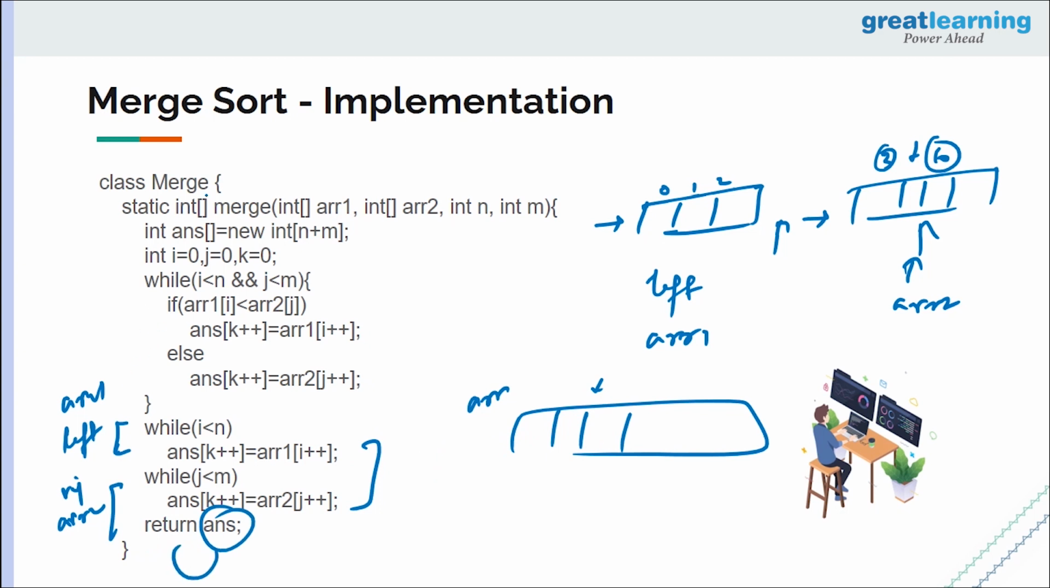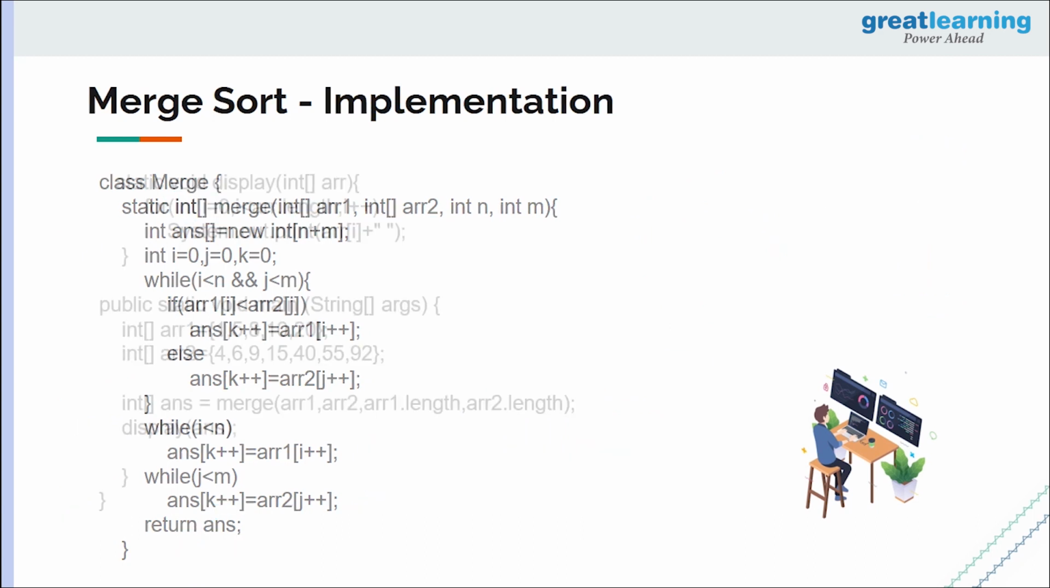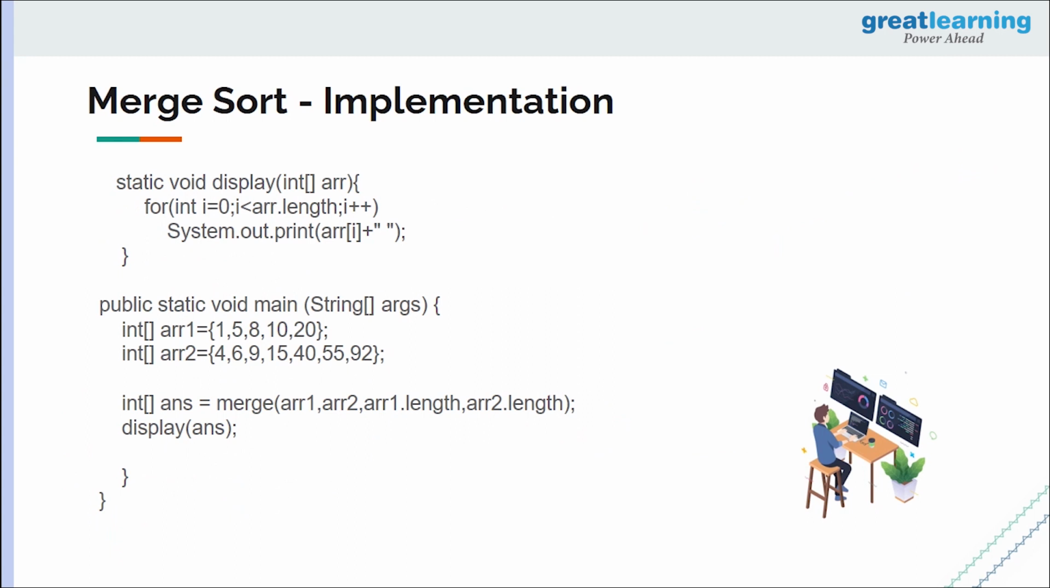If you see, the return type of this merge is an array, so we'll be returning this array. So this is your merge function. Now, what about the other functions? We have the display function over here, which is used to display elements. That is, we will be traversing through the array and displaying elements one by one.